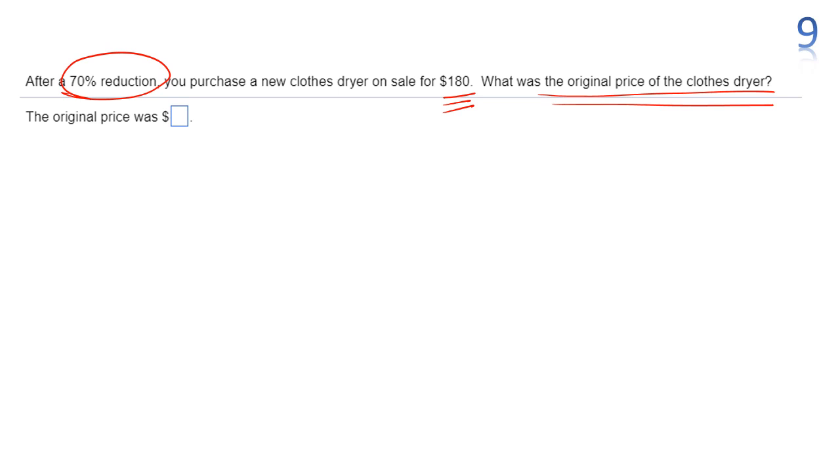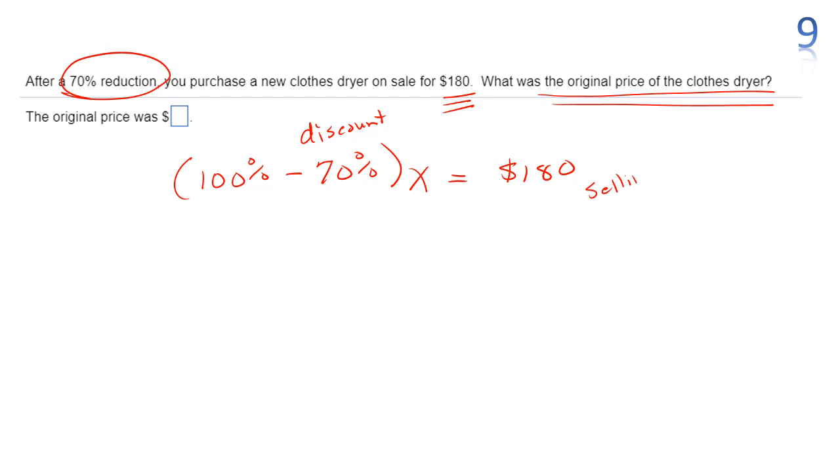Well, if you look at our formula sheet that we used when solving these word problems, you can figure this out by taking 100% and subtracting the discount, the reduction. Then you will place the value X. X is going to be the original price, and that will equal $180, which is the selling price or the new price.